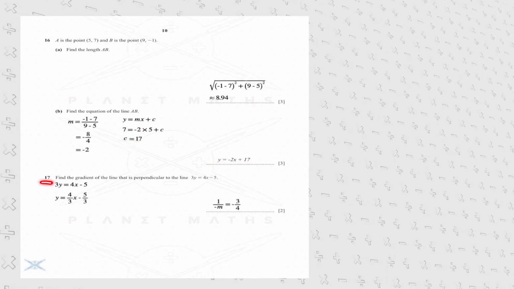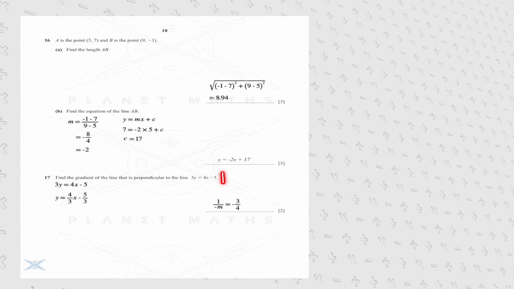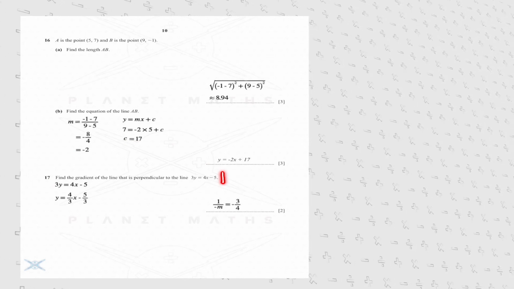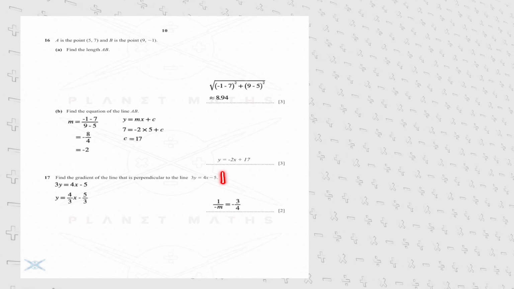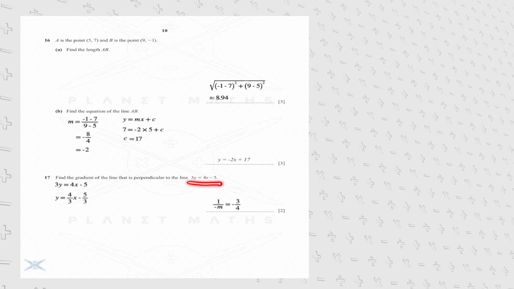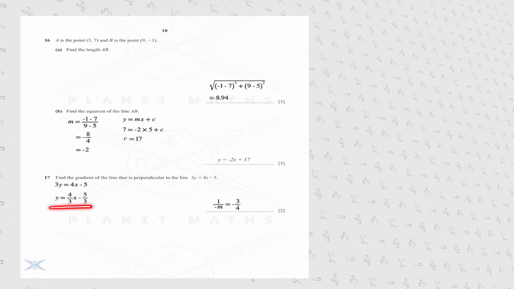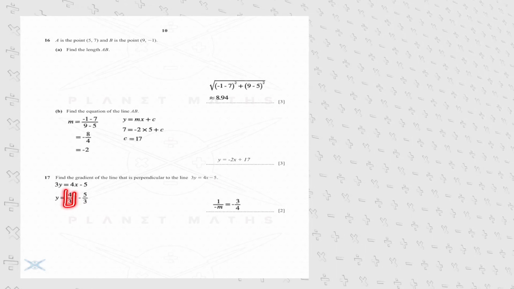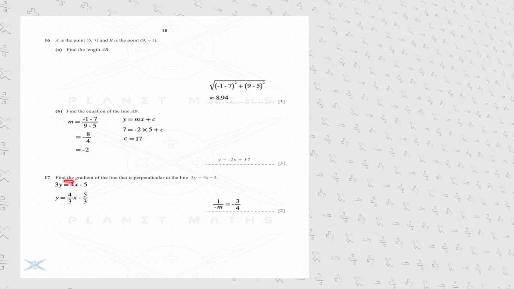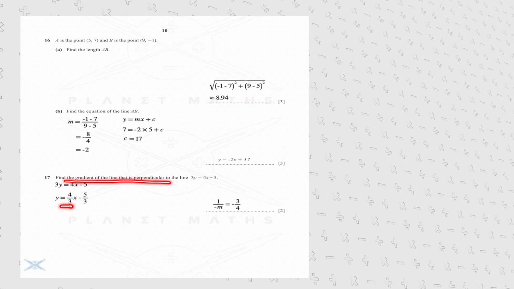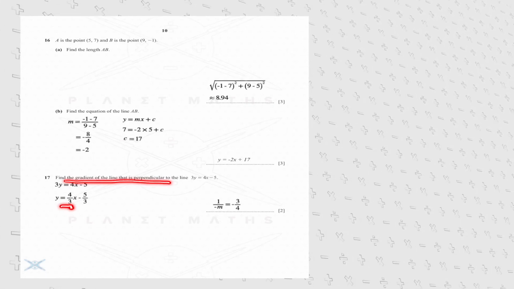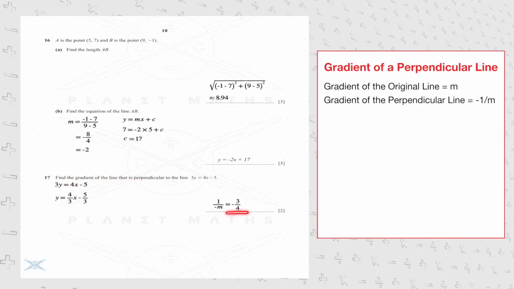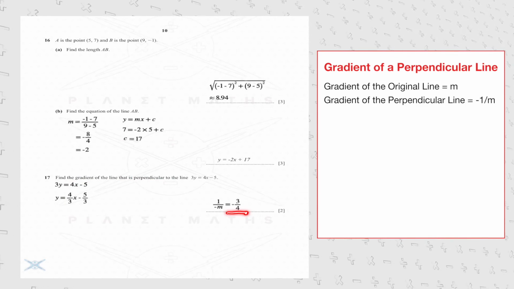Next on to exercise 17, where we should find the gradient of the line that is perpendicular to the line 3y equals 4x minus 5. In step 1 we will rearrange this equation for y. This helps us in easily determining the gradient of that line, which is 4/3. Now to find the gradient of the line that is perpendicular to this gradient here, we will simply employ the formula provided, letting us conclude that the gradient of the perpendicular is -3/4.